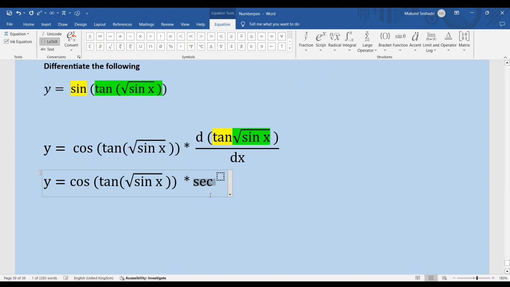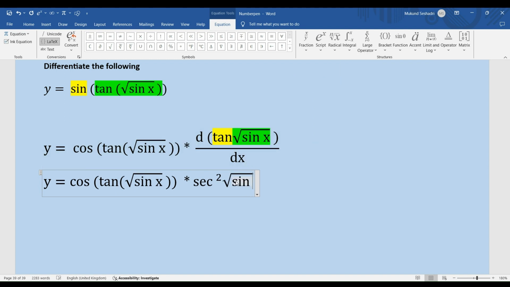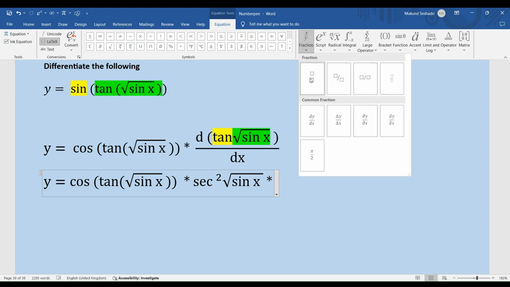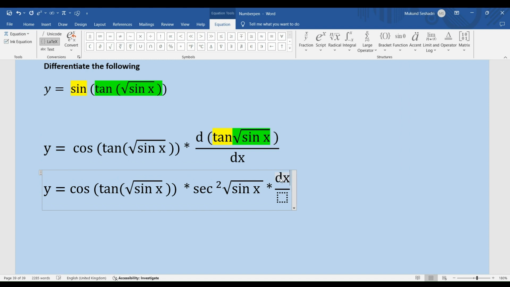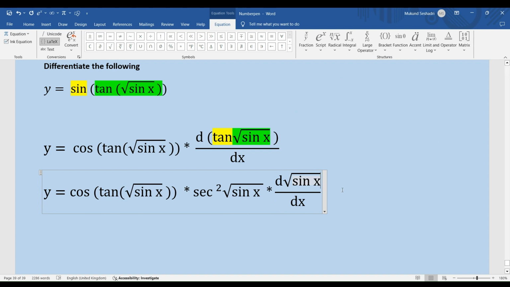So let's do that first. Secant square root of sin x, right? So that's not yet over, because then we go to our inner function and we do a differentiation of the inner function with respect to x, right? So what is that? We are not yet done. d by dx of root sin x, right? So this is what I have.